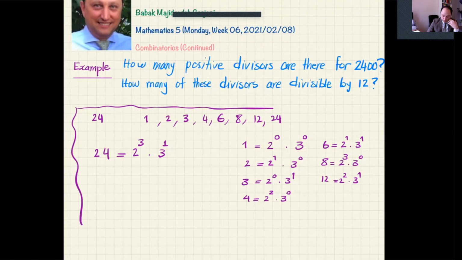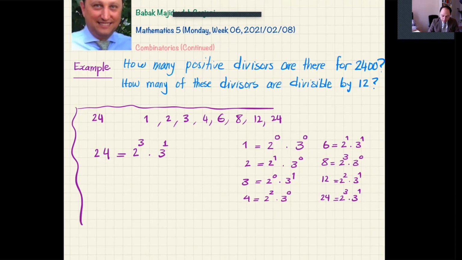Yes? Is the answer for the question 256? I don't know exactly, but I want to hear your strategy rather than the final answer. Okay, so 2 to power 3, and then I will have 3 to power 1. So you see that here I was able to list all of them.